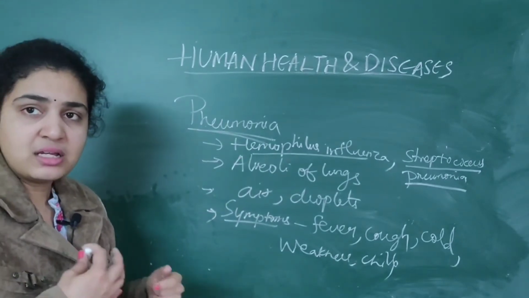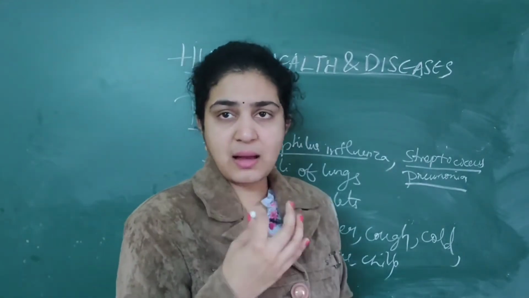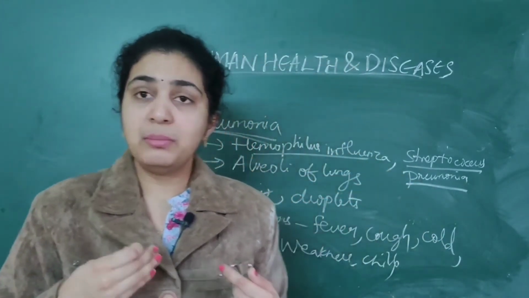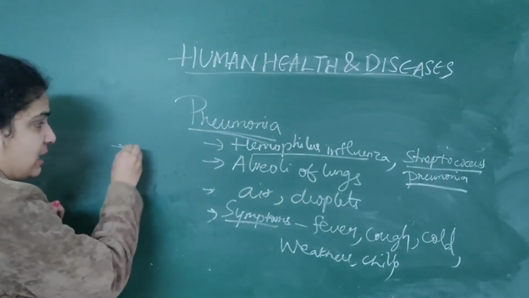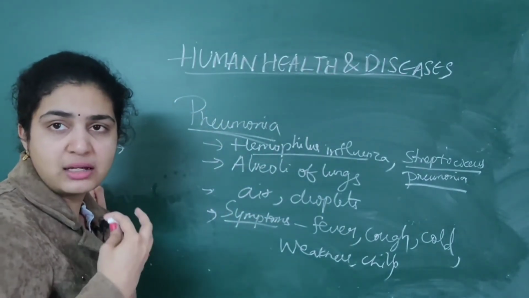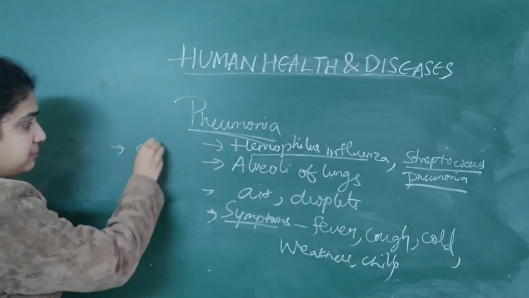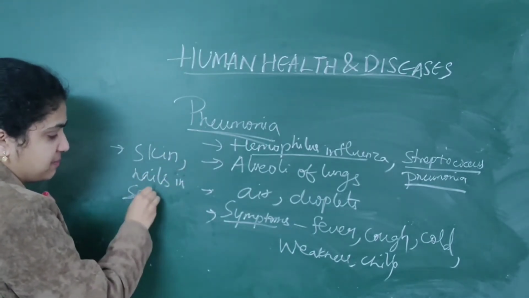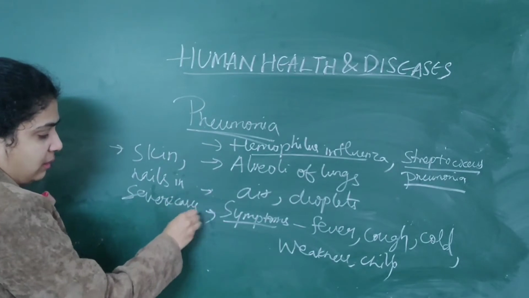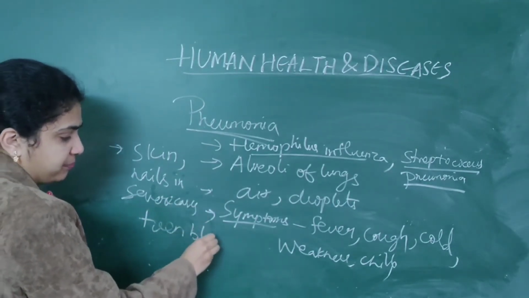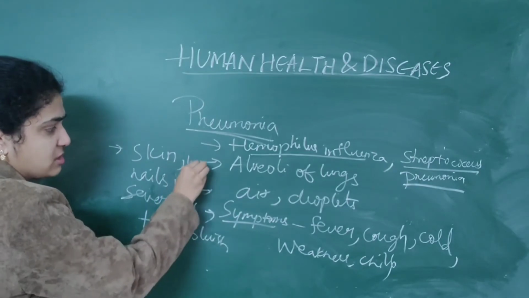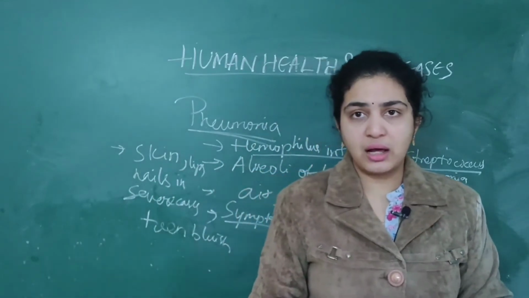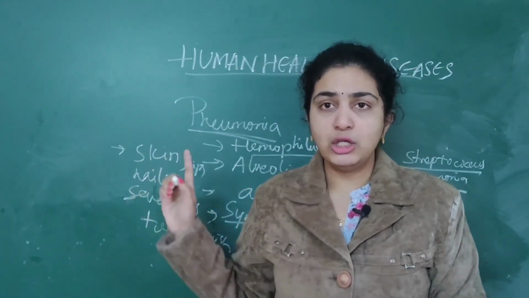In some people it is highly fatal, and then the skin as well as nails will become bluish in color. An important point to remember for NEET is that skin and nails in severe cases turn bluish in color. Lips also. Skin, nails as well as lips, everything will turn bluish. So this is about pneumonia.